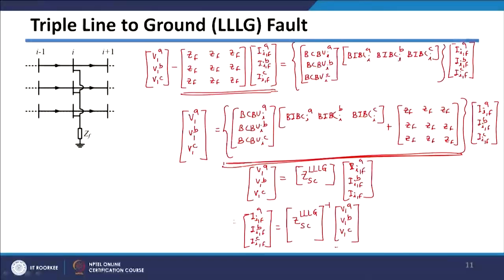And as I told you, the voltages of first node are known to us, and then this matrix will also be known because it just depends on your BIBC and BCBV matrices and fault impedance. So this is also known, and if you get this matrix and voltages of first node, you will get the fault current in the system automatically. So this is how we calculate the fault currents in triple line to ground fault case.